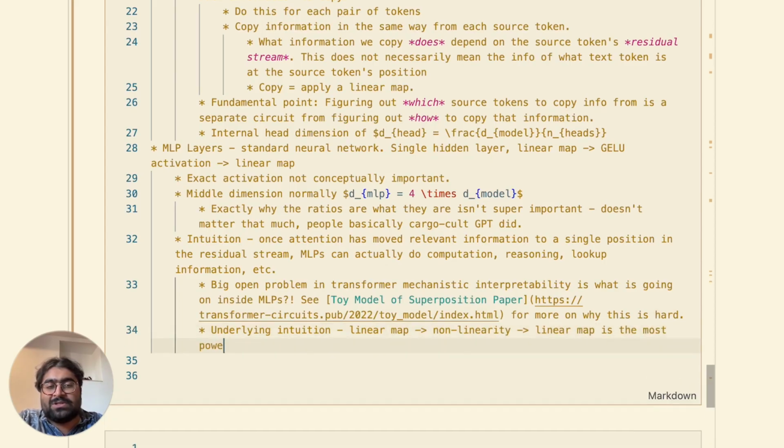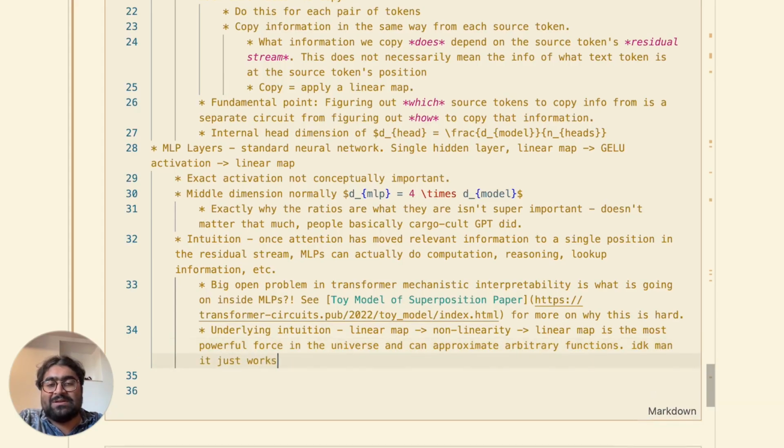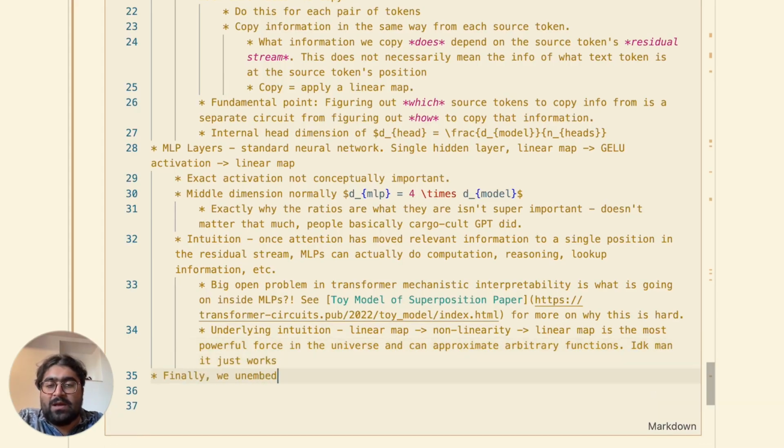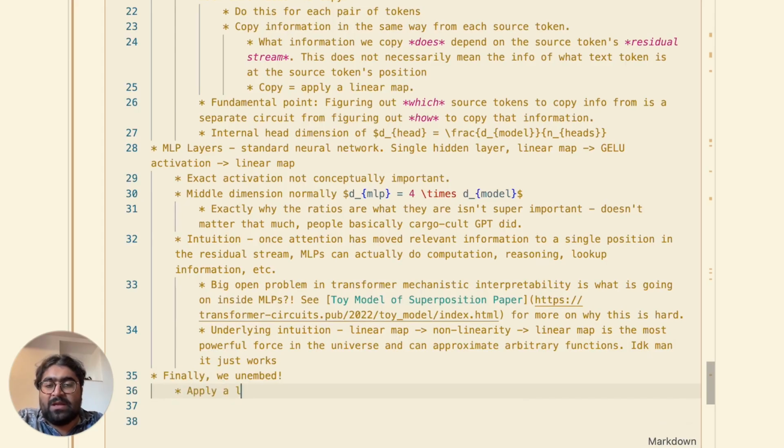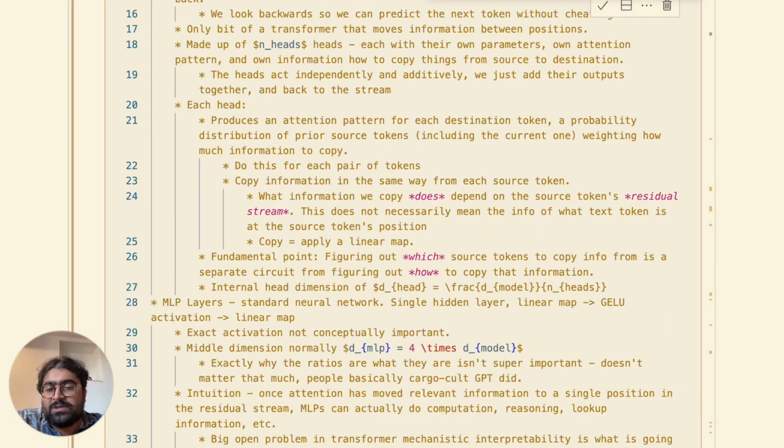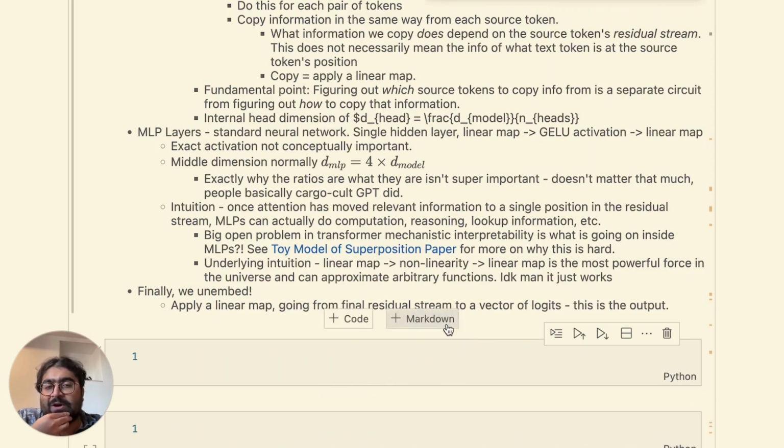It is the most powerful force in the universe, and can approximate arbitrary functions. And no man, it just works. Finally, we unembed. This means apply a linear map going from final residual stream to a vector of Logits. This is the output. So yeah, that's like the fundamental core of how a transformer works.